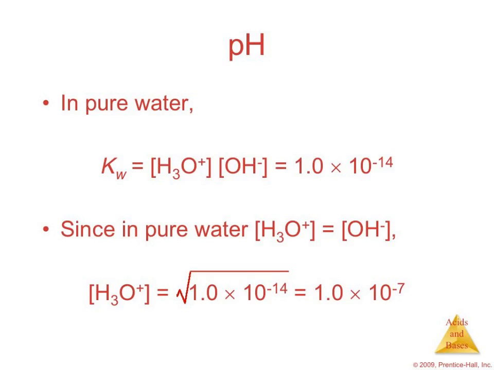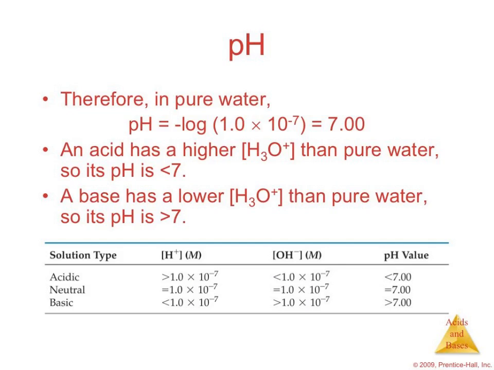So again, in pure water, you've got your Kw equal to H3O plus times OH minus. I guess this is the working out of the sample exercise that we went over just a little while ago. So the point is, the H3O plus concentration here is 1.0 times 10 to the negative 7th. Now remember, the pH is the negative log of that H3O plus concentration. You take the negative log of that, you get 7. And that's where we get the number 7 from. The pH of pure water is 7.